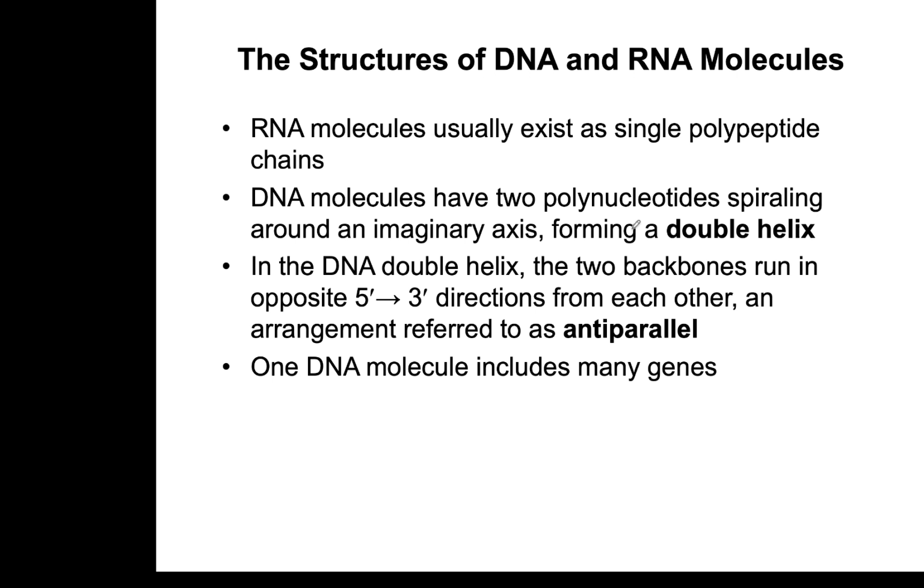RNA molecules usually exist as a single polynucleotide chain. An RNA molecule is not as stable as a DNA molecule. In the DNA double helix, the two backbones run in opposite orientation to each other. The arrangement is called anti-parallel. We can also see this anti-parallel structure in the diagram, and then you can understand better. One DNA molecule includes many genes.